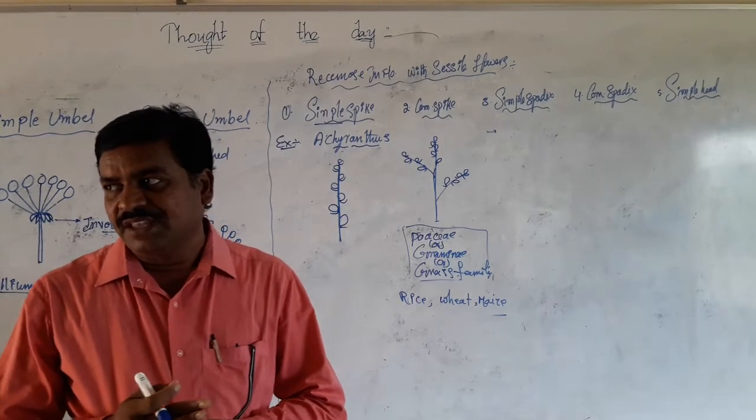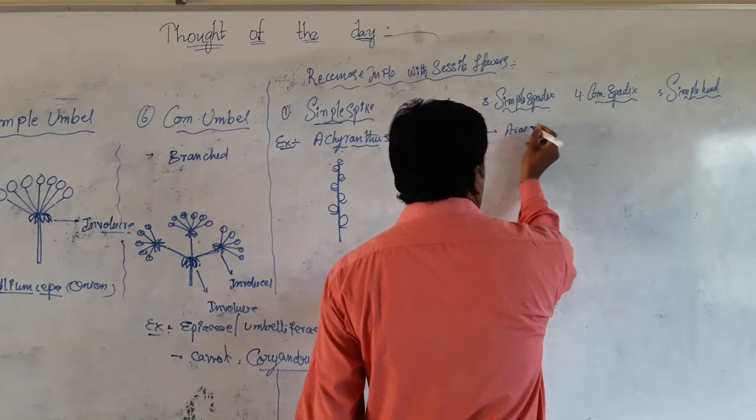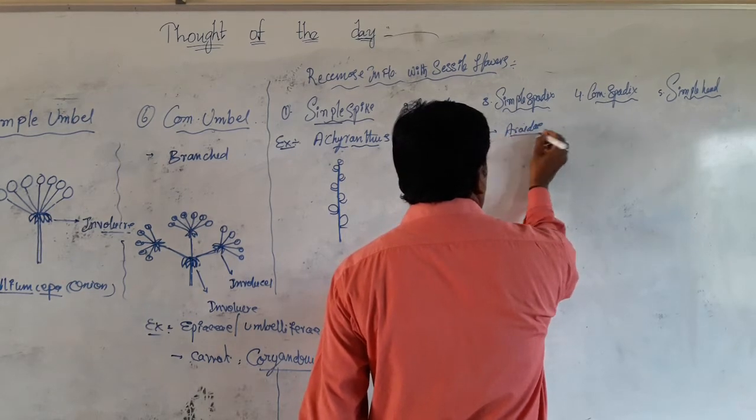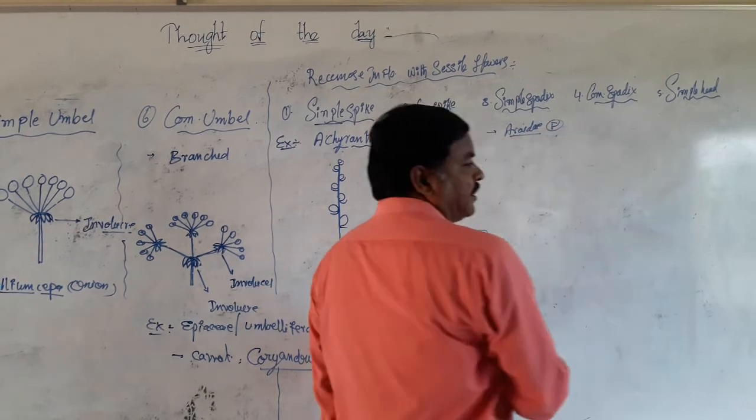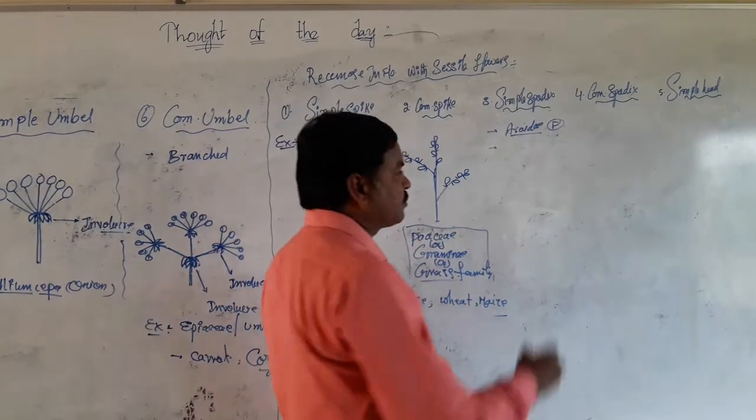Aroidae family, Aroidae, this is the family. Some of the examples of this Aroidae family is Colocasia.